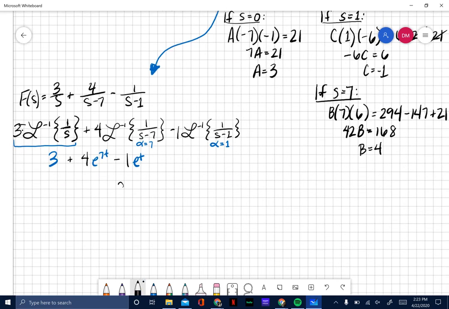So let me just write it down here. F of t, lowercase f of t, after performing my inverse Laplace, is going to be 3 plus 4e to the 7t minus e to the t. And essentially, if we're solving a differential equation, this would be one of our solutions for y of t, or in our case, we used f of t.